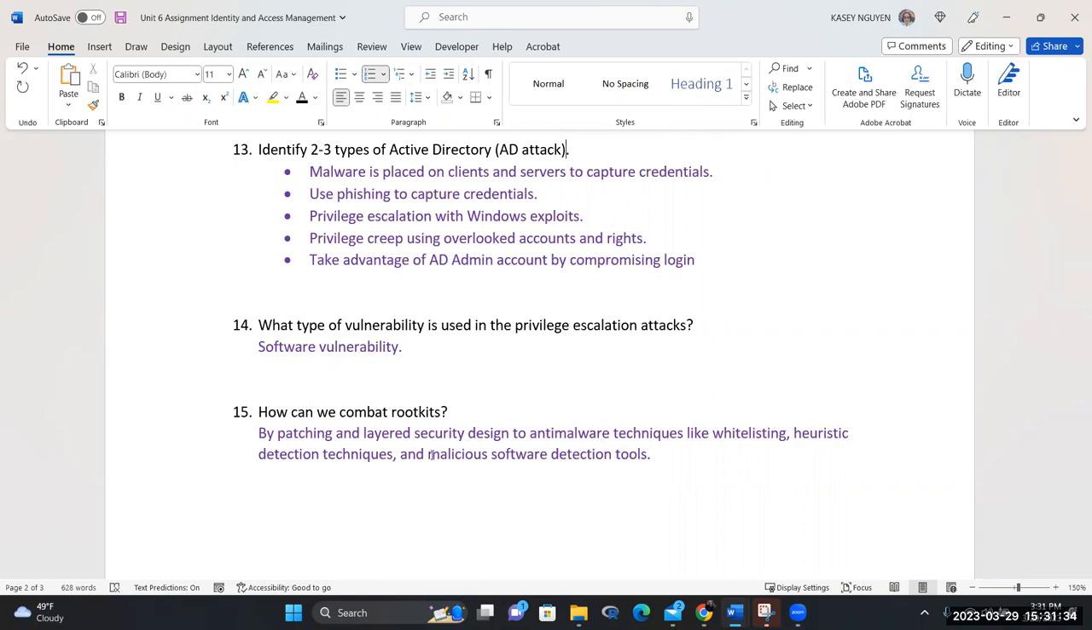That's the first foundation. Then think about how to implement anti-malware or security software, using whitelisting instead of blacklisting. That means we would allow specific things. And then look at behavior through heuristic detection techniques, and that allows you to really see.